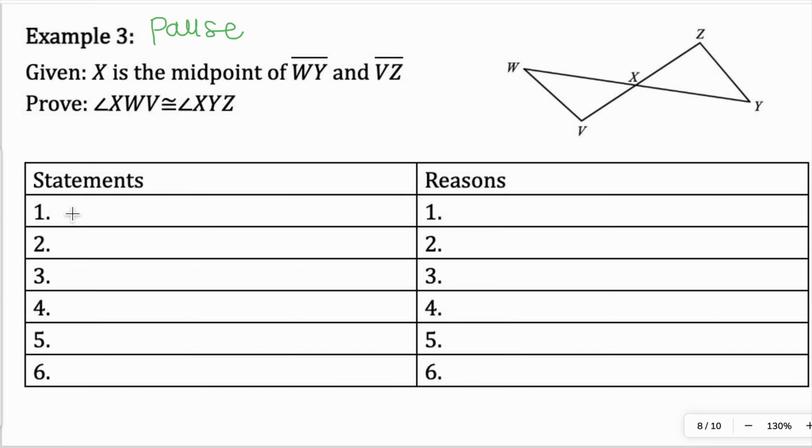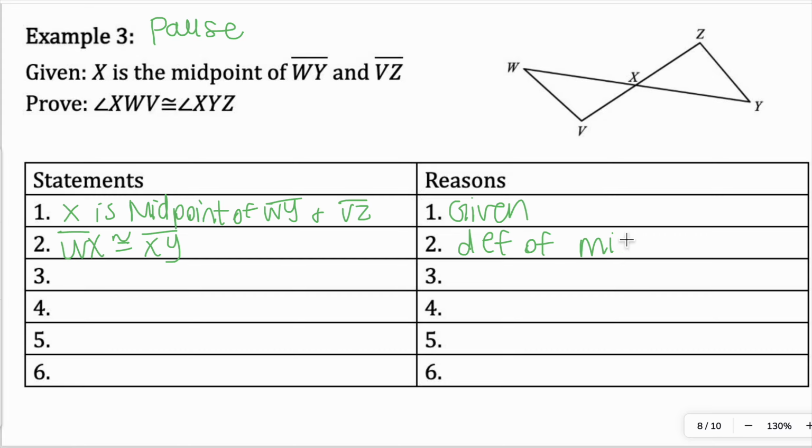So I'm going to go ahead and write down my given. X is midpoint of WY and VZ. So we'll say that's our given. And then I'm going to break down two statements for midpoint. I'm going to say WX is congruent to XY using definition of midpoint. And then VX is congruent to XZ, also definition of midpoint.